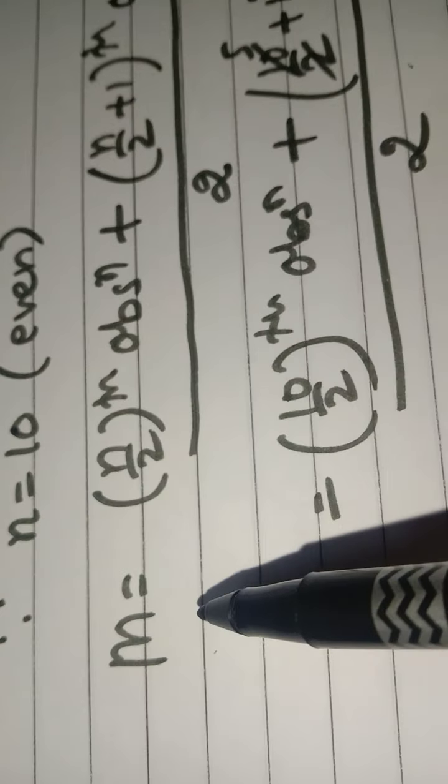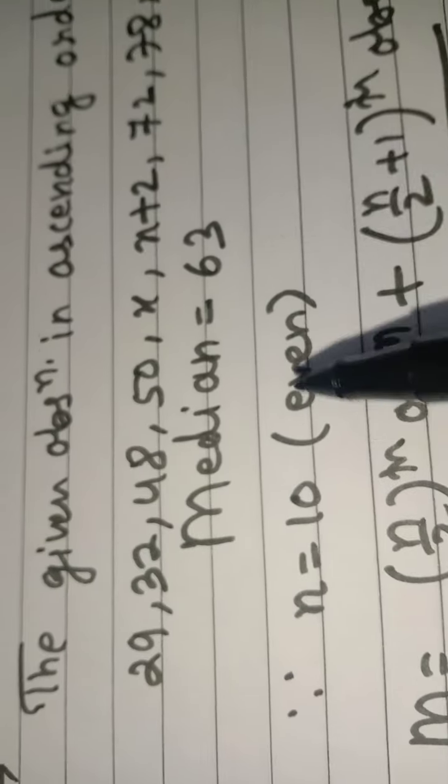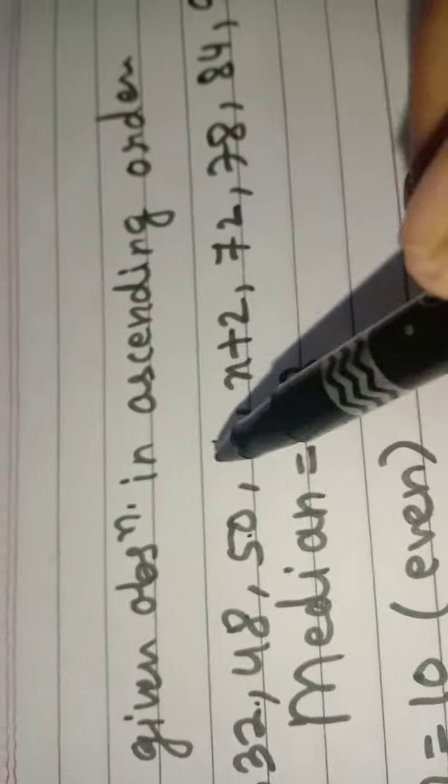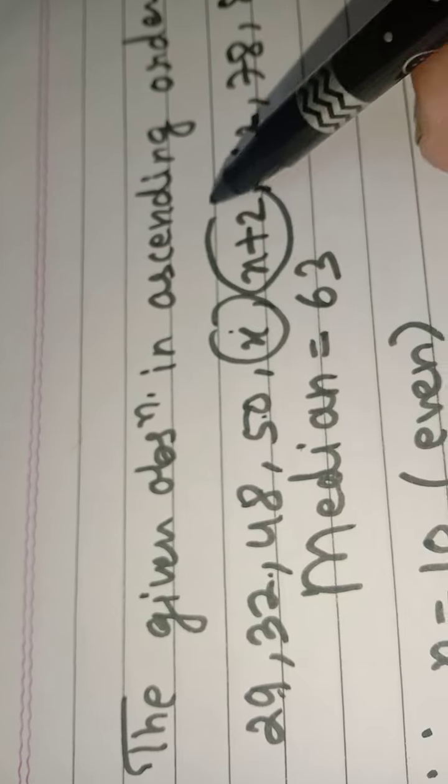So median is already given to us, it is 63. So we'll write here the value of median. Now cross multiplication will lead you to 2 times 63, that is 126. What is the 5th observation? Can you see here, from 1 2 3 4 5, x is the 5th observation. And what is the 6th observation? It is once again 1 2 3 4 5 6, it is x plus 2.